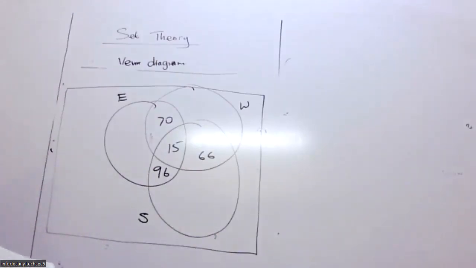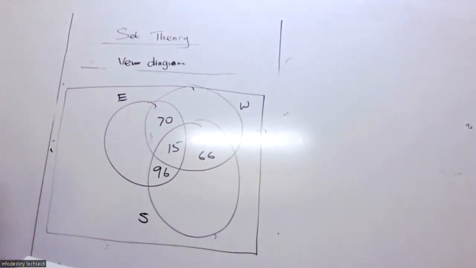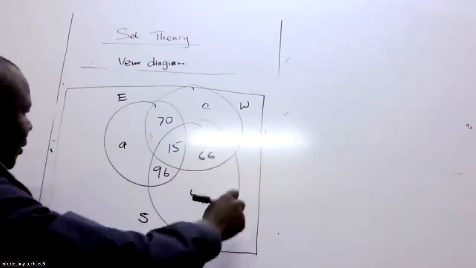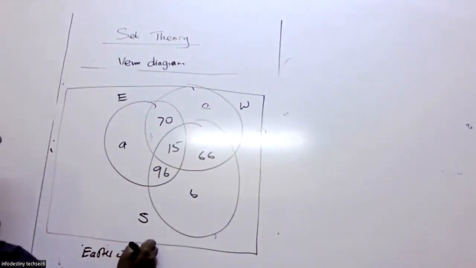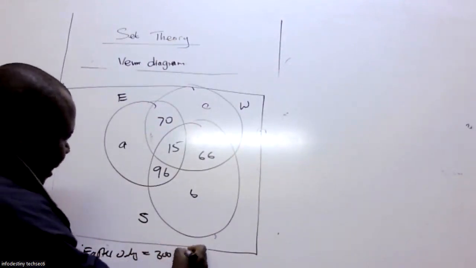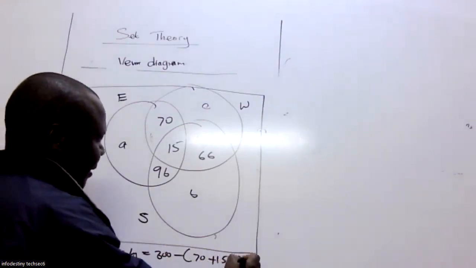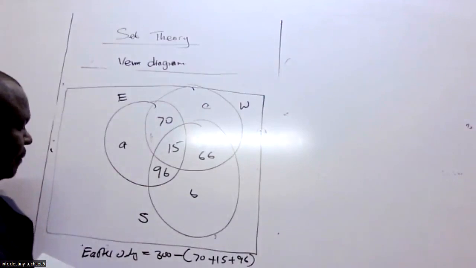So in this particular case now, we can find out the one that represents Eastern alone. Eastern only. So let's say this is A, B, and C. So Eastern only will be equals to 300 minus into bracket 70 plus 15 plus 96 to give us 119.